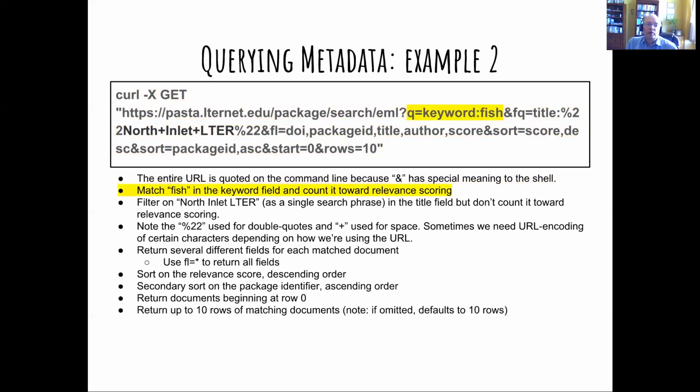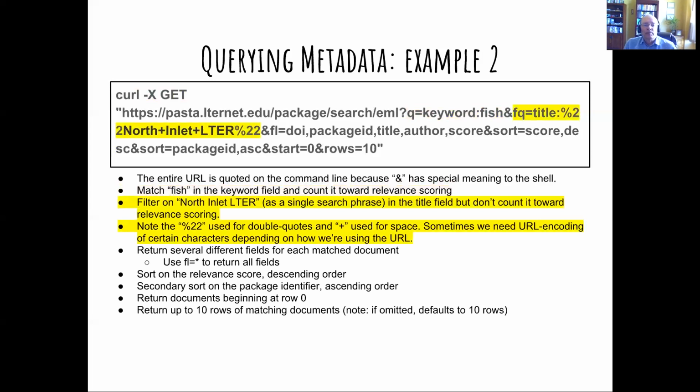The first query parameter, Q equals keyword:fish, indicates that we want to match the string fish in the keyword metadata field. This might have originated as input that the user entered in a search box for the cases where our local data catalog is more than a simple listing and also supports a search interface.